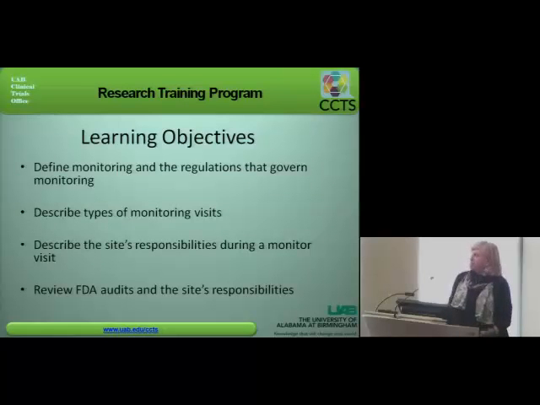So today's learning objectives are to define monitoring and the regulations that govern monitoring, describe different types of monitoring visits, describe the site's responsibility during the monitoring visit, and review FDA audits and the site's responsibilities.